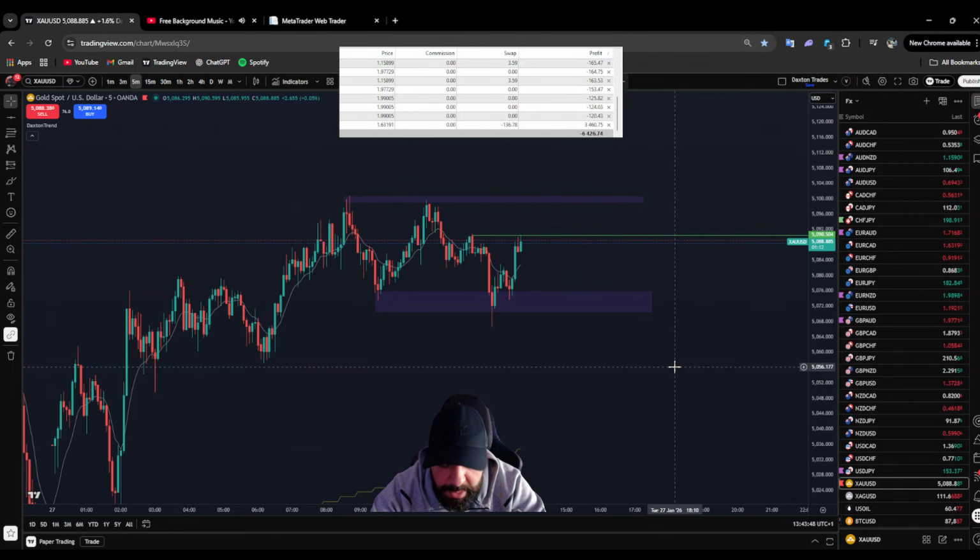So we can see here that we are still rejecting this level, and we have 1 minute left for this candle to be over. So let's give it some time. Is it shared? Yes. So let's see.